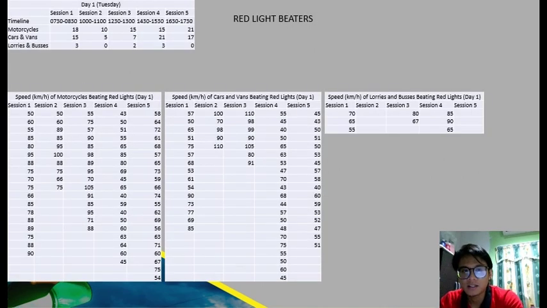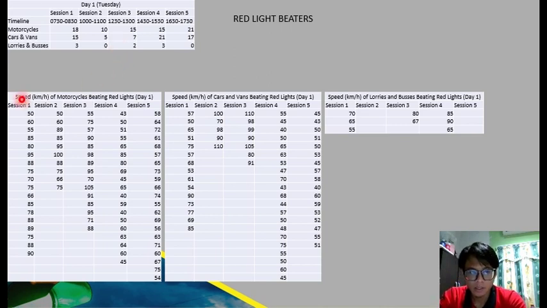Taking the example from our reports and our data, these are the data that I can show you. The data for red light beaters. This table shows the number of vehicles that beat the red light for motorcycles. For example, for day one, motorcycles, session 1, 18 motorcycles beat the red light, session 2, 10, session 3, 15, session 4, 15, session 5, 21, followed by cars and vans and lorries and buses. This will be repeated for day 2 and day 3.